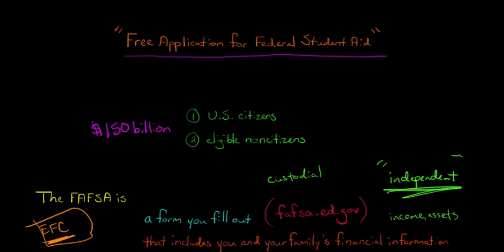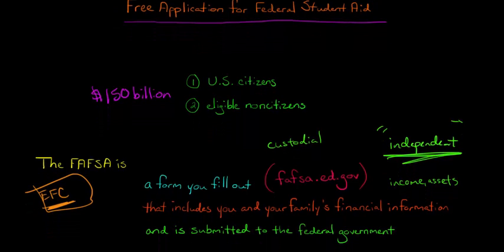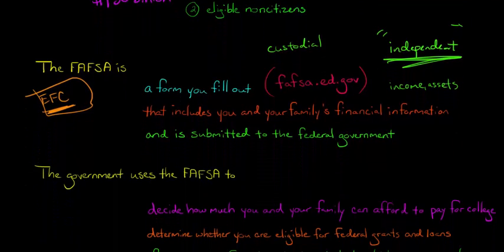And so basically what the FAFSA is ultimately trying to figure out is what's your and your family's ability to pay for college, and how much aid should you be eligible for. It's also going to determine, just in general, whether you are eligible for federal grants and loans. And you might be thinking, well, hey, we already talked about it.